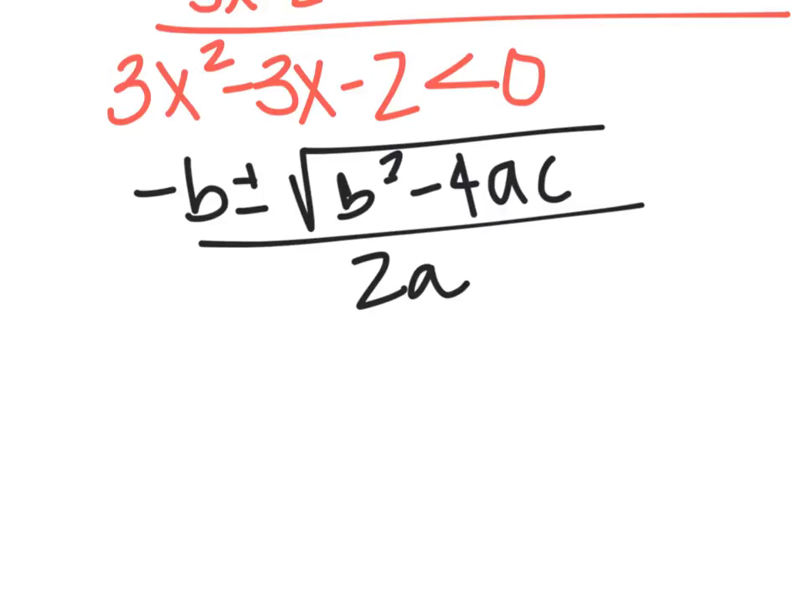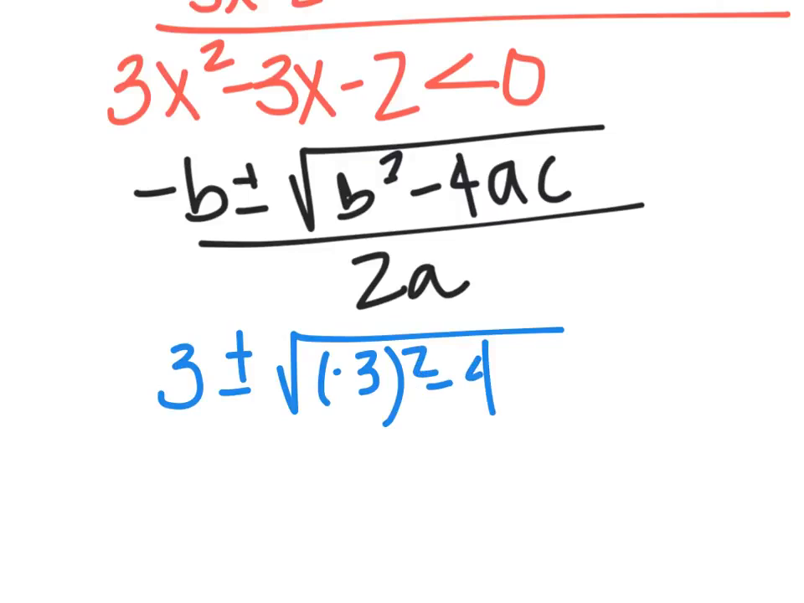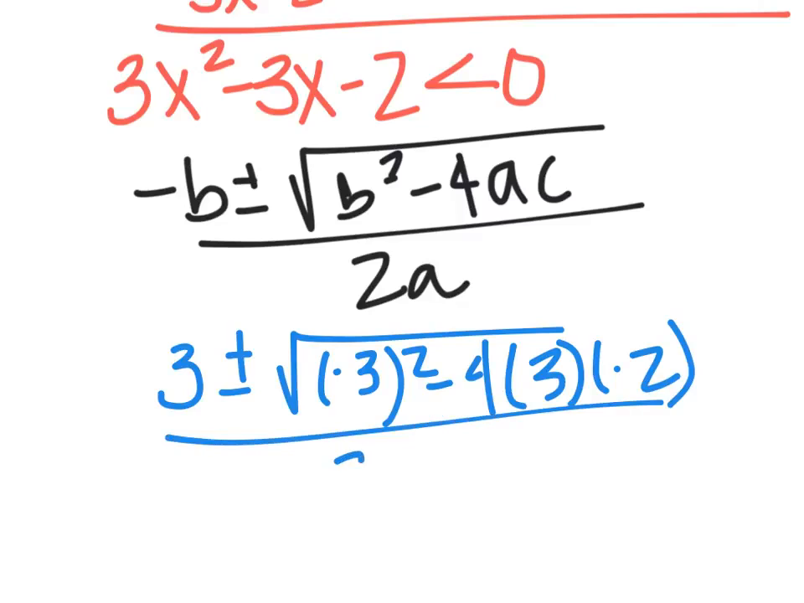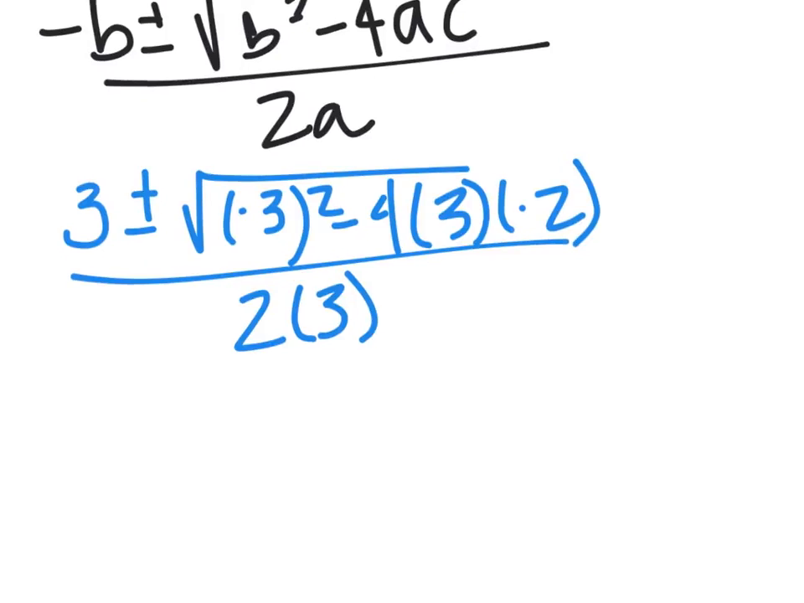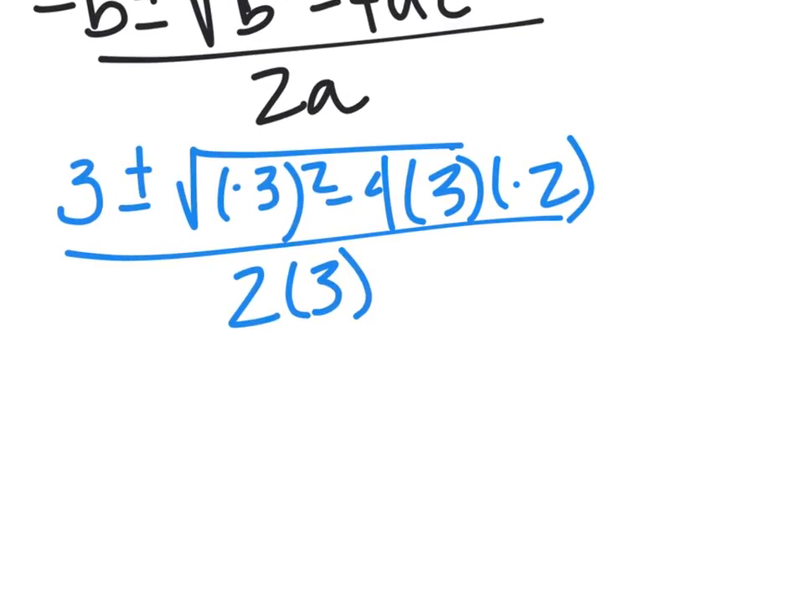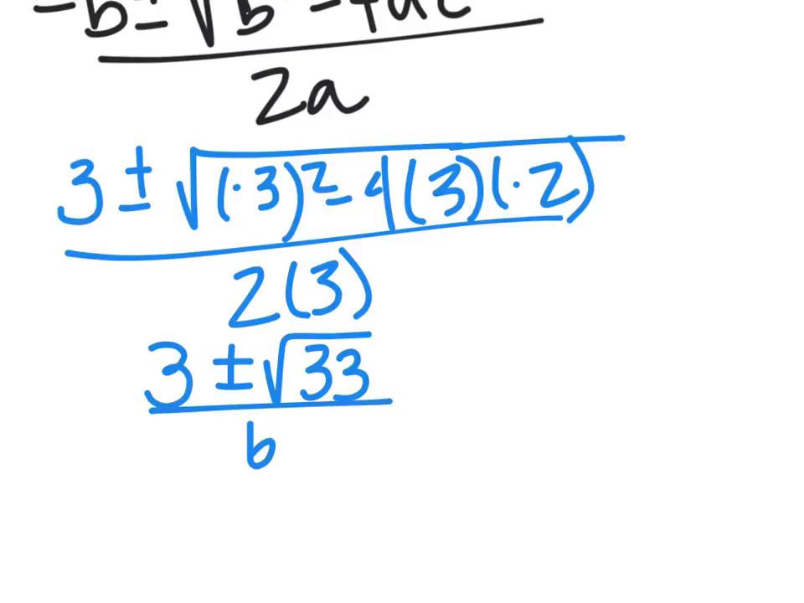What is b going to be in this problem? 3. And it says negative b, which really means it'll be positive 3 plus or minus the square root of 3 squared minus 4 times negative 2 all over 2 times 3. So the first thing I'm going to find is what? The discriminant. It does give us 33. So we get 3 plus or minus the square root of 33 all over 6.